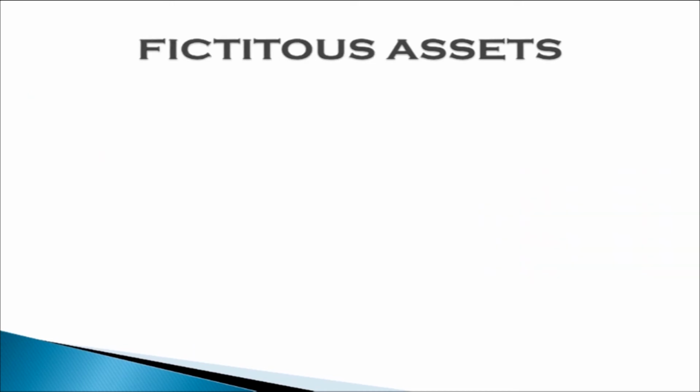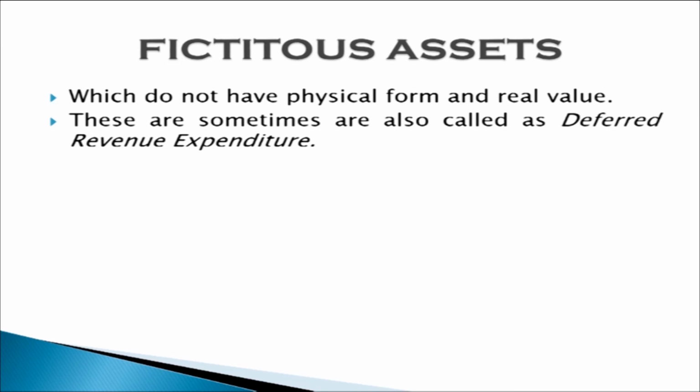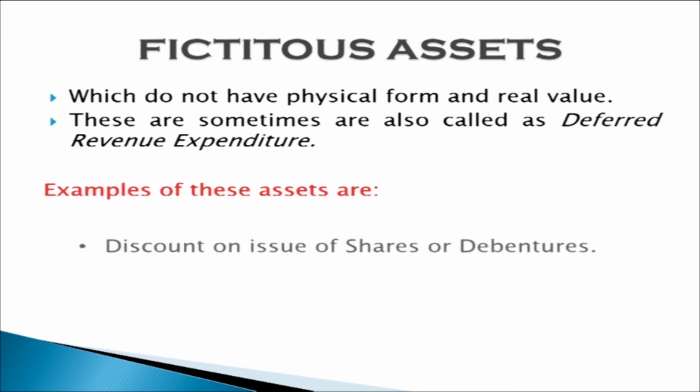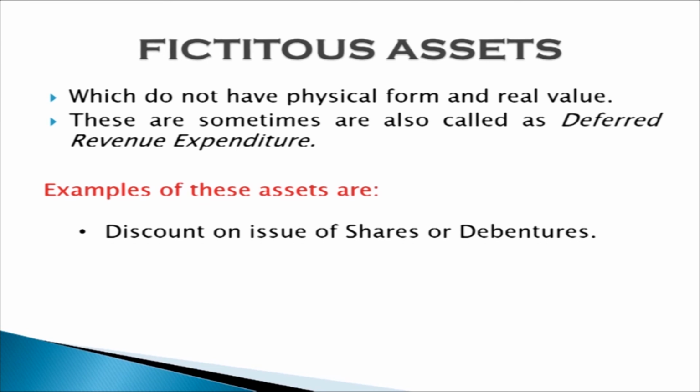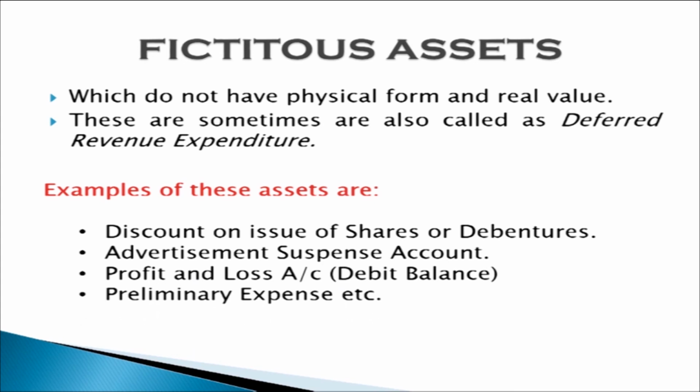And the last term to be discussed is fictitious assets. Fictitious assets are those assets which do not have physical form and real value and cannot be converted into cash. These assets are a type of losses. These are sometimes also called deferred revenue expenditure. Examples of these assets are discount on issue of shares or debentures, advertisement suspense account, profit and loss debit balance, preliminary expenses, etc.